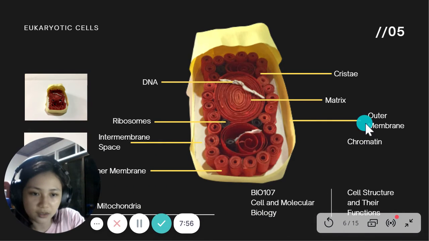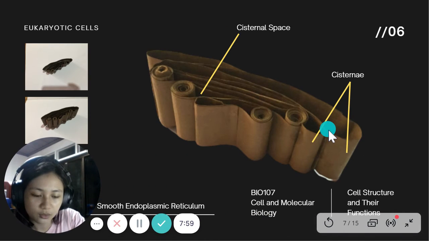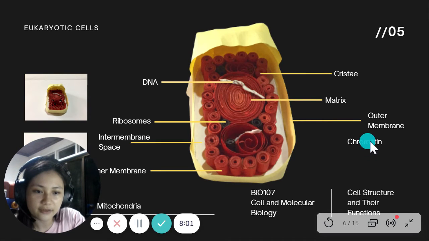Oops, parang naano ata to. Ay, sorry. Never mind this chromatin here. I guess it was ano.